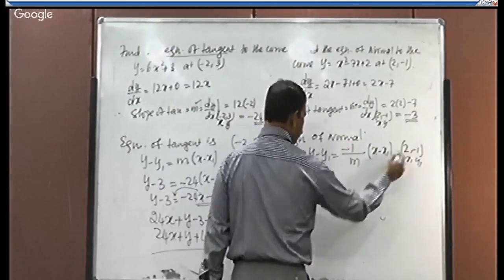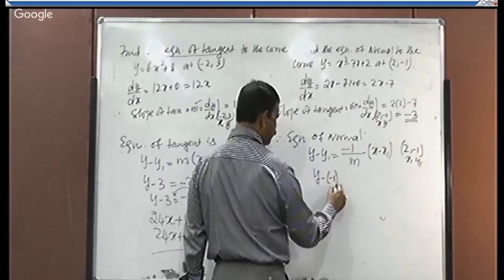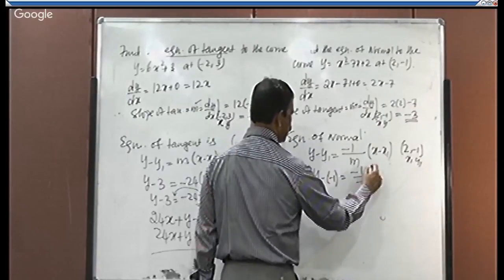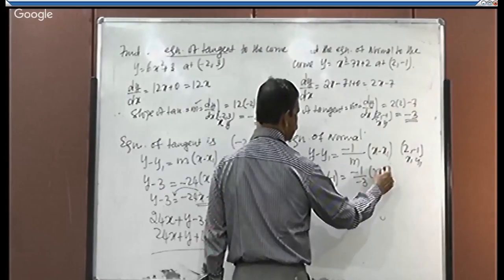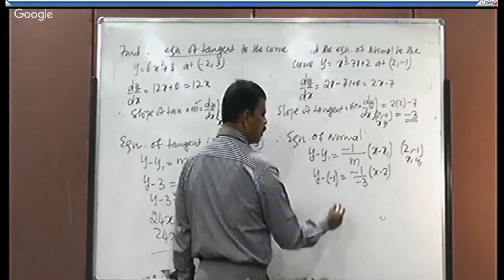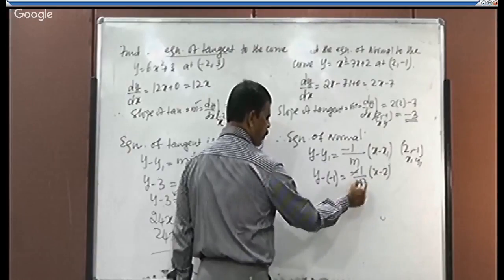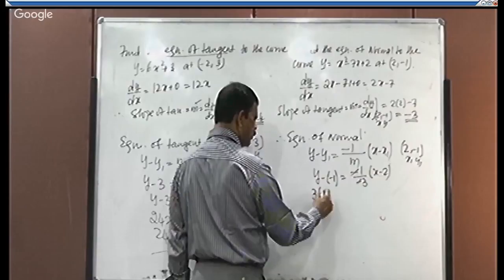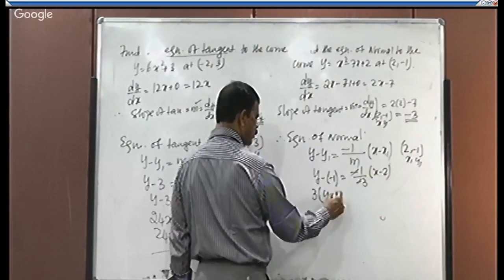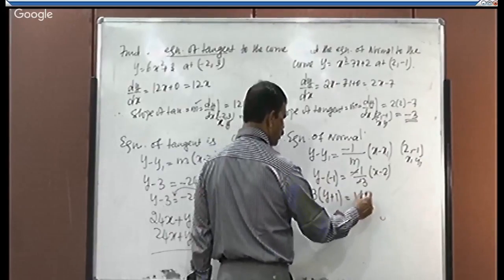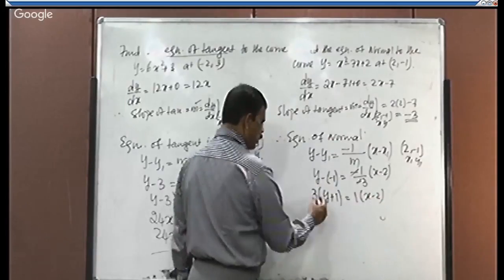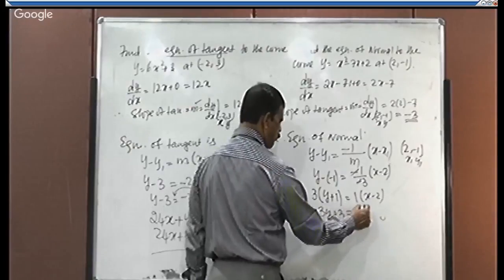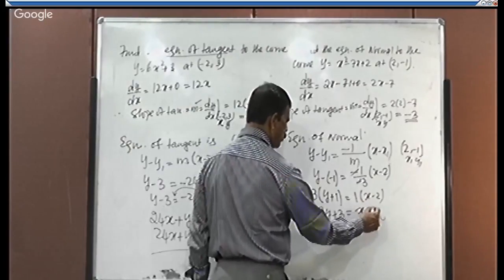Y1, what is y1? Minus 1. Therefore, put minus of minus 1 divided by m, which is minus 3, into x minus x1. x1 is 2. Minus minus cancel. The denominator, when it is cross multiplied, goes to the numerator of the other side. Correct? Y minus of minus, plus 1, into x minus 2. 3y plus 3 into 1, that is 3, is equal to 1 of x into minus 1 into 2 is 2.